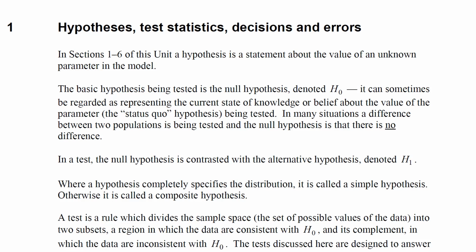In many situations, a difference between two populations is being tested, and the null hypothesis is that there is no difference. So for instance, take two populations of students. One group of students is learning the usual way, think of it as the traditional way. But with a second group, you decide to use virtual reality, for example.